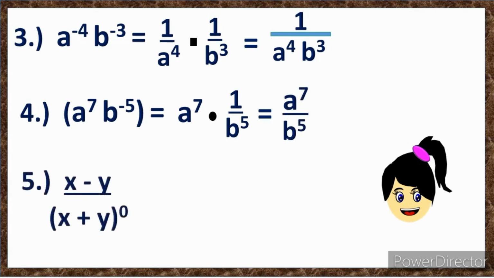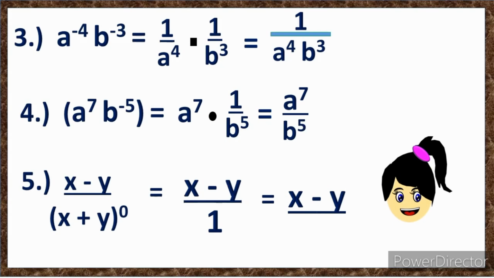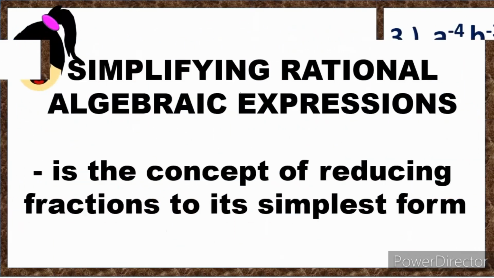Then next, number 5, we have x minus y over x plus y raised to 0. Then now we have x minus y all over. Any number raised to 0 is 1. So that's why we have x minus y.